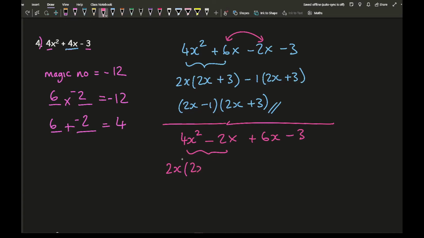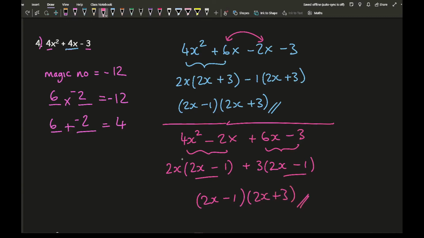So here I end up with 2x minus 1, and then here I factorise this, so that's going to be a 3, in which I end up with 2x, and it's going to be a minus 1. And then here you can see my brackets are still the same. So here I've got 2x minus 1, and I've got 2x plus 3, and you can see that these two answers are both the same.